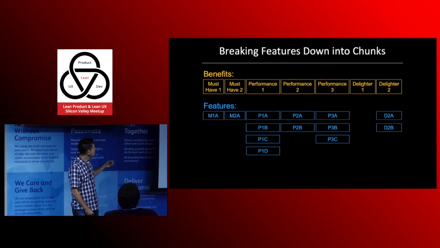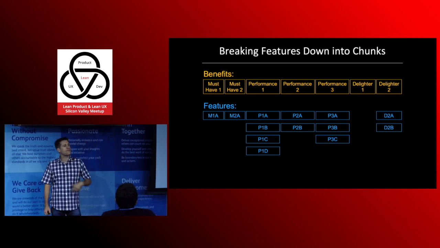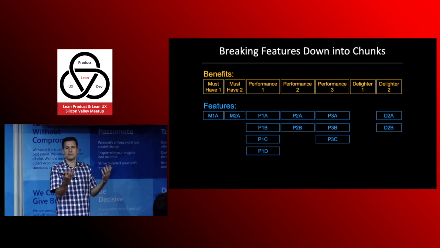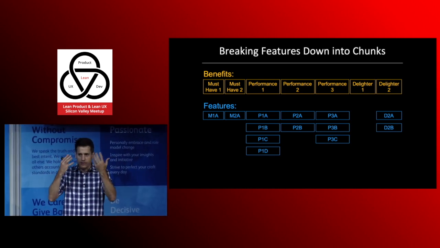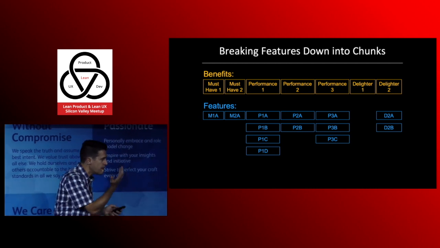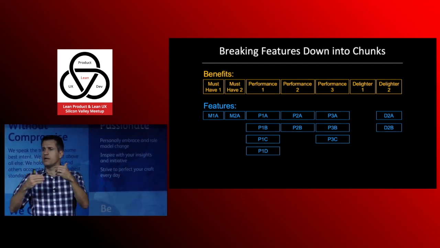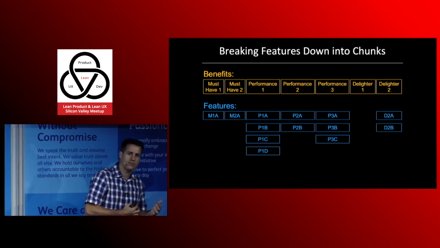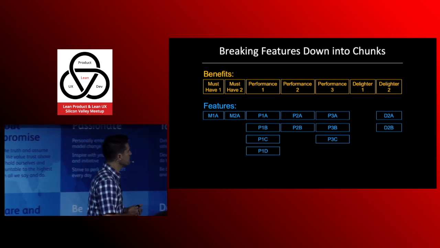And I like to call these feature chunks because usually when you first brainstorm a feature, the idea is bigger in scope than it really needs to be. The first time you brainstorm something, you're not thinking about how to break it down. So I use chunks to remind people to deliberately go back and think about how they could chunk this up and break it down, because there's almost always 80-20 at play. You don't usually need all 100% of a feature idea to deliver most of the value.